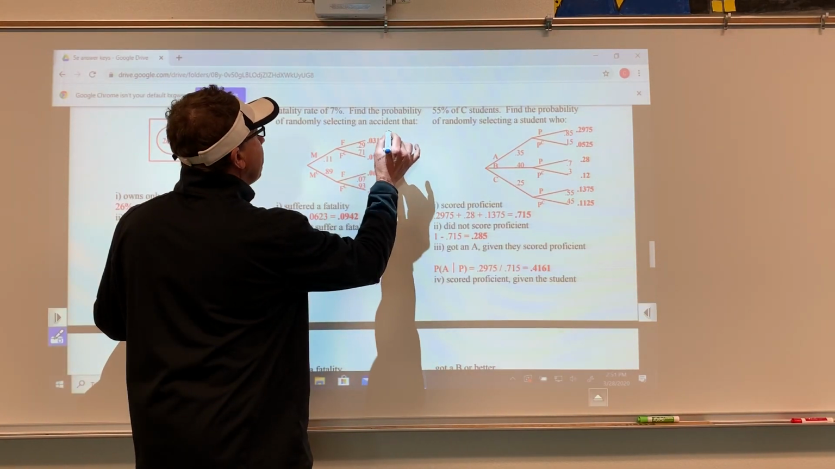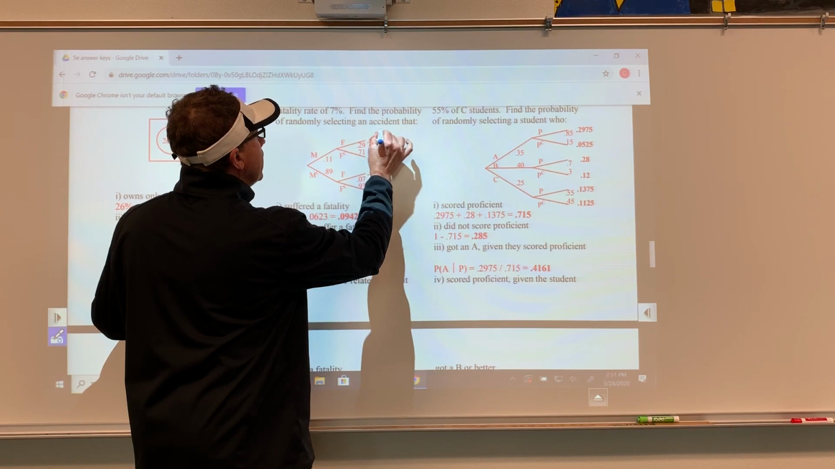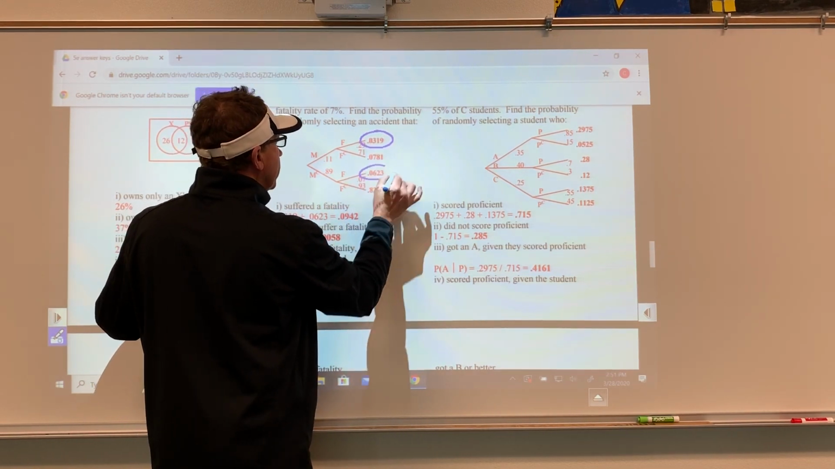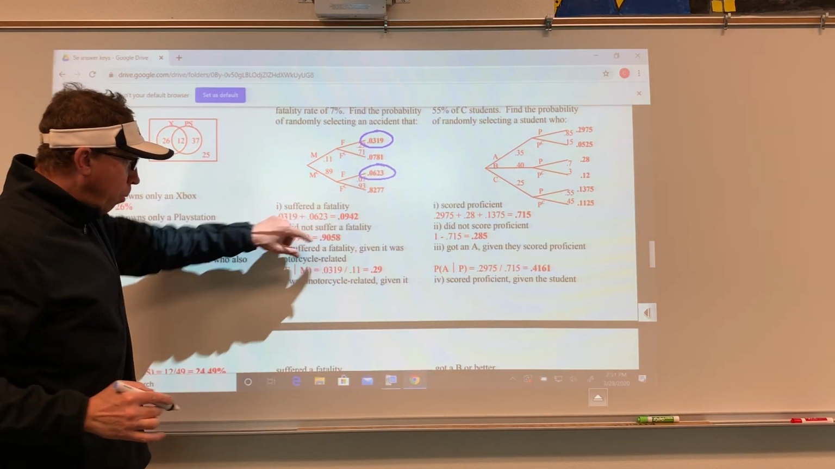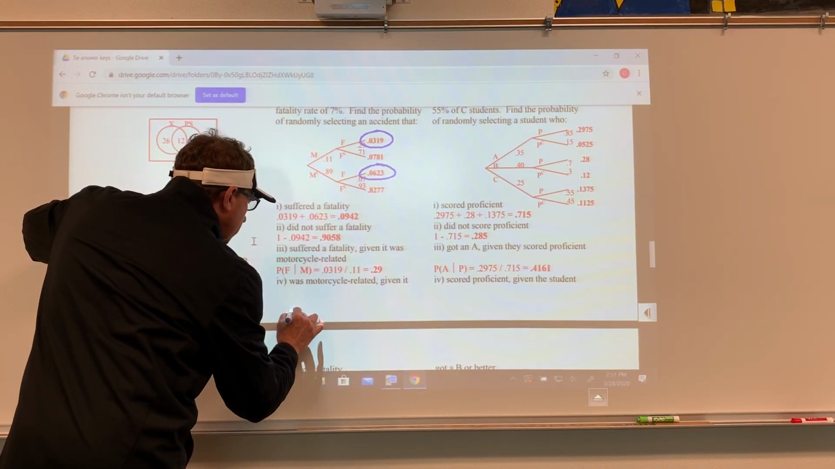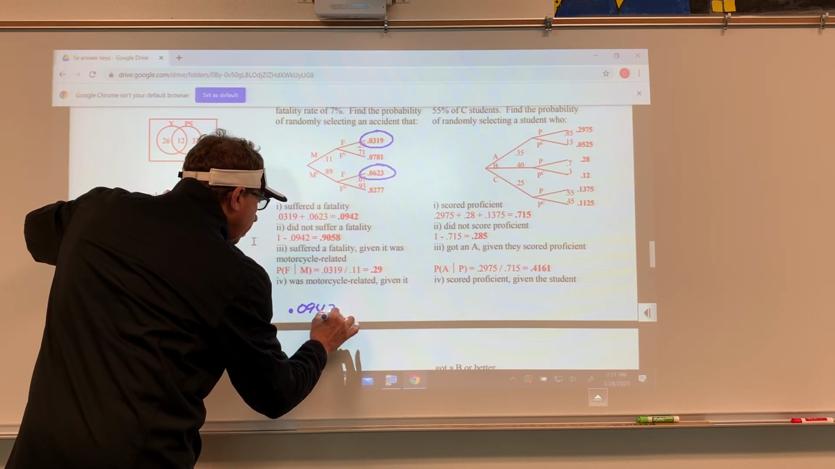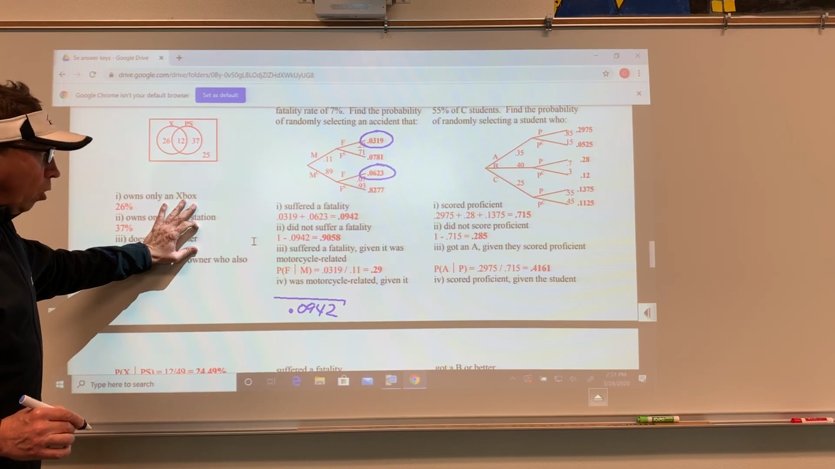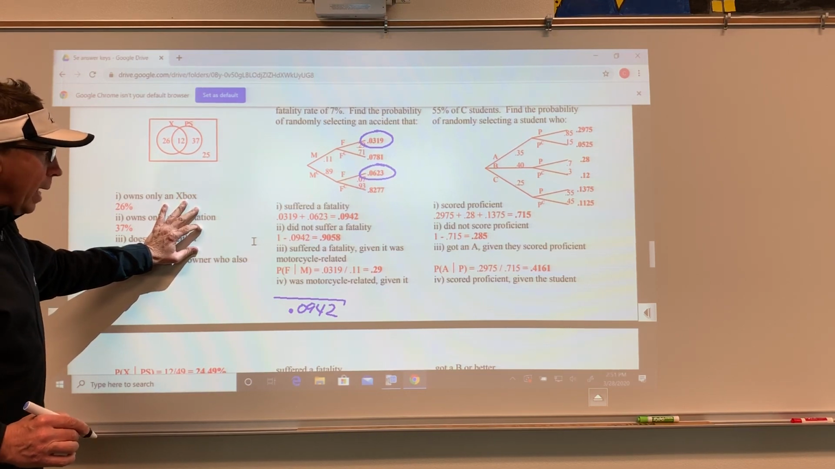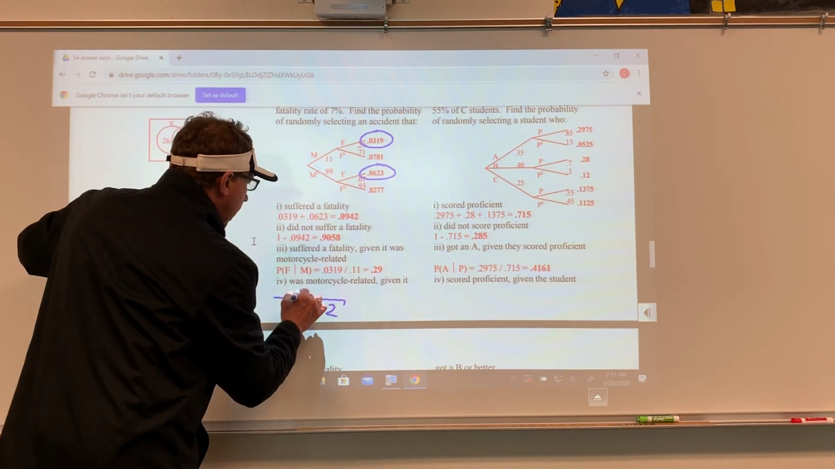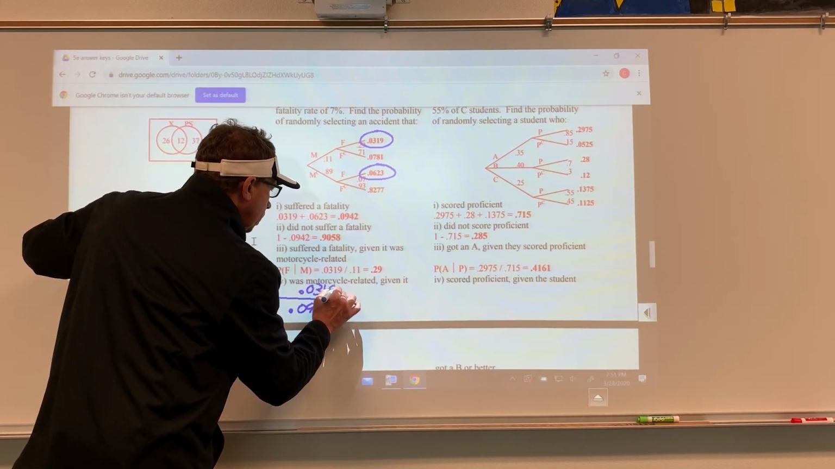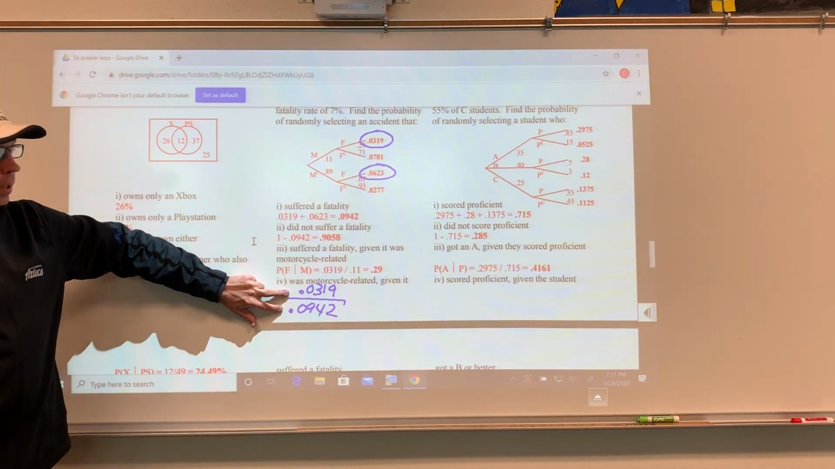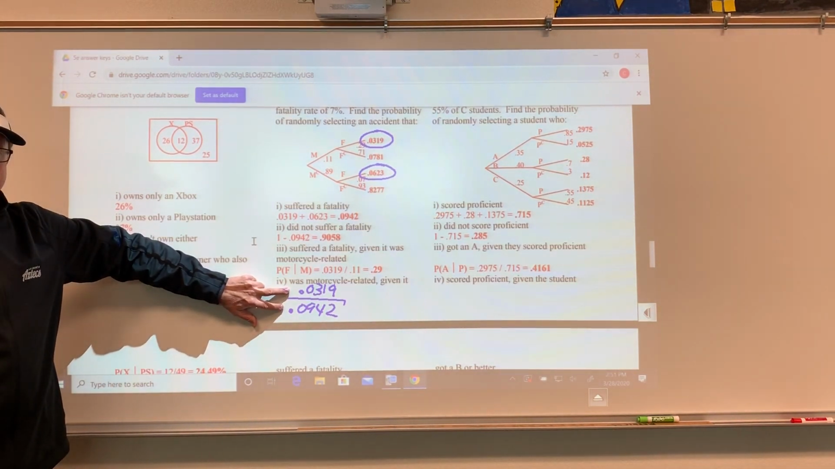So suffering a fatality is this branch and this branch right here, which we know is 0.0942. And then on top, we need motorcycle related, and motorcycle related is 0.0319. If you carry out that fraction, you're going to get about a third. A third of all fatalities are motorcycle related.